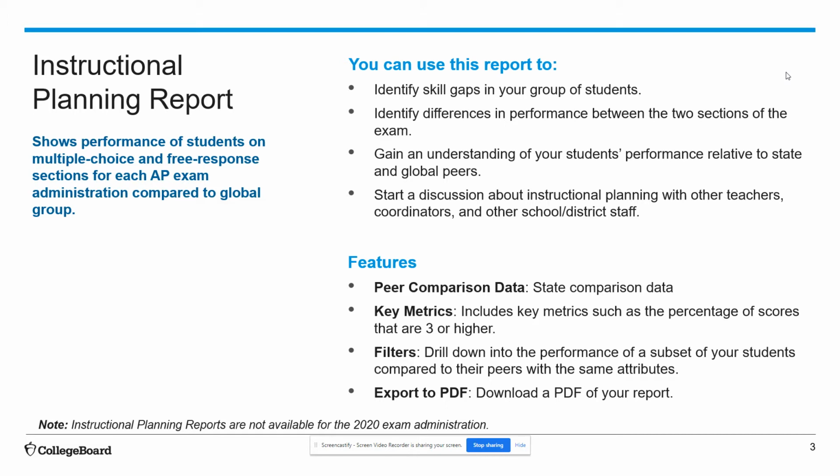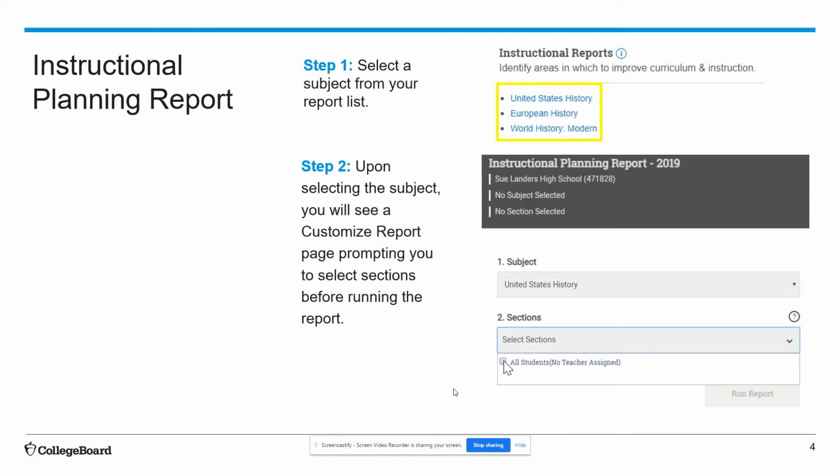When you use the Instructional Planning Report or IPR, there are four things that maybe should stick out for you. Your ability to compare your group with other people in your state, as well as global statistics. It'll give you the number of people that have scored a 3 or higher in your group. And then you can drill down and look further at subsets of your students, as well as the ability to print this out and save this in a hard copy for yourself or on your computer.